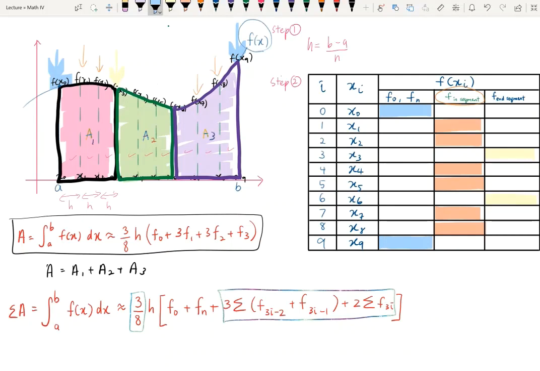Then bila you dah dapat ni, you kena sum up lah, macam juga one-third rule, sum up for each column, then boleh masukkan dalam rumus ni. Bila you dah masukkan dalam rumus ni, you get the approximation of the area under the graph ataupun area under the polynomial function.